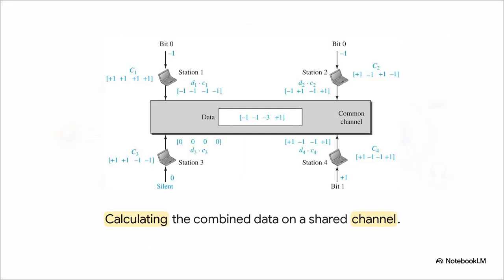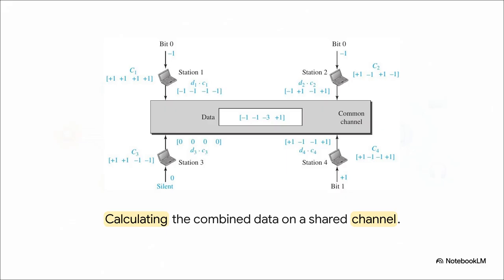The codes assigned to stations are called chip sequences, and they are perfectly orthogonal. What does orthogonal mean in this context? Well, it means if you take the inner product of 2 different sequences, multiplying their elements and adding them up, the result is always 0. For example, if you take the sequence +1, +1, -1, -1, and multiply it by sequence +1, +1, +1, +1, you get 1 + 1 - 1 - 1, which equals 0. This is how interference is completely mathematically erased. It is incredibly elegant. Let's look at a concrete numeric example to lock this in.